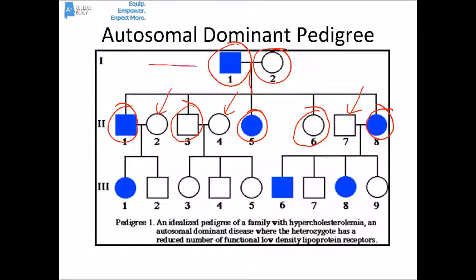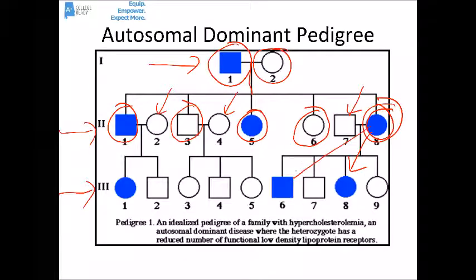Notice that an individual in generation 1 was affected, several people in generation 2 are affected, and then the children of generation 2, several of them are affected as well. You also want to notice that affected females can pass it on to their daughters or their sons. Affected males can pass it on to their daughters. We don't see it here, but they can pass it on to their sons. So either way works.